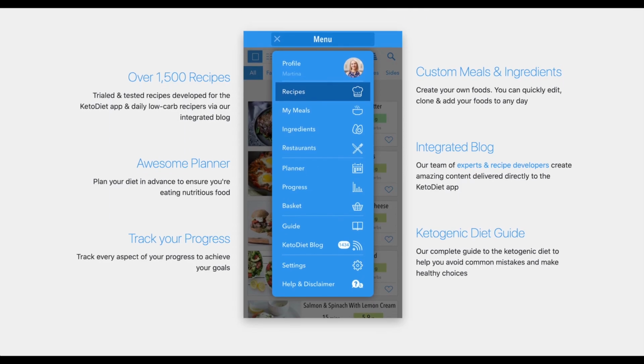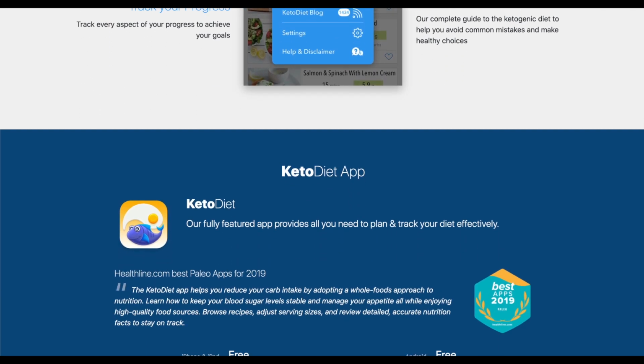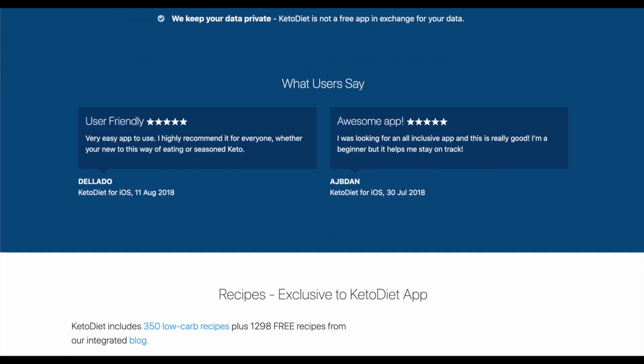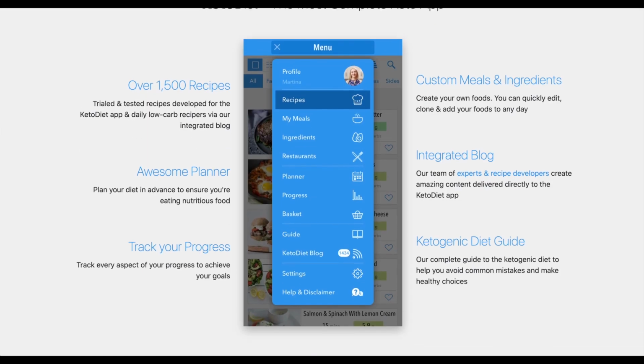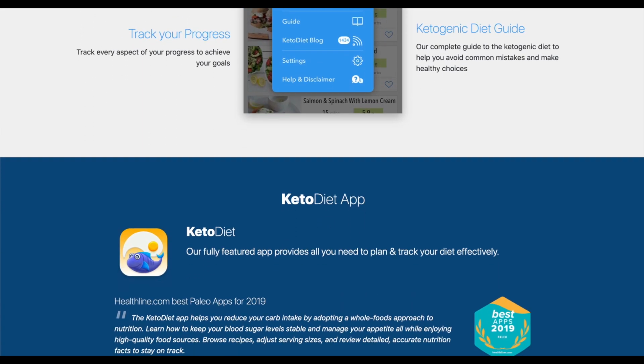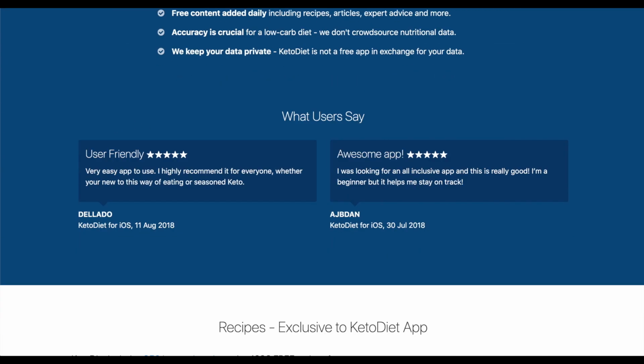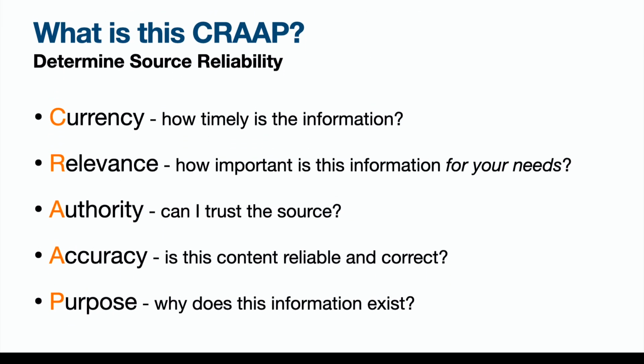However, if I fall into a website that merely describes a keto diet app, I don't think it would be as useful for my research purposes because its purpose was to advertise an app, not to inform me about the diet itself. And that is the CRAAP test for sources.